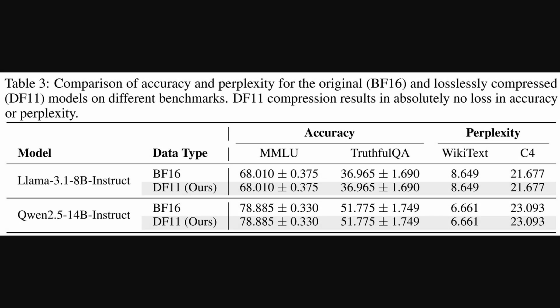Right, so we just saw how DFloat11 uses Huffman coding to compress the exponent part of the weights. Now, this table is really important because it answers the key question. Does this compression mess with the model's performance? It compares accuracy and perplexity, which are standard ways to measure how good a model is, for the original bfloat16 models and the compressed DFloat11 versions. And, well, you can see the numbers here for Llama 3.1 and Qwen 2.5 across different tests like MMLU and TruthfulQA. They are absolutely identical. Same accuracy, same perplexity. This confirms that the compression really is lossless. It doesn't change the model's outputs one bit.